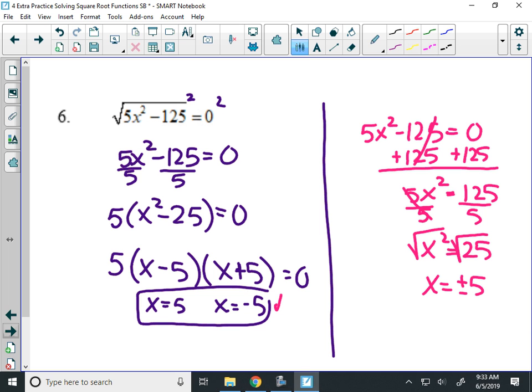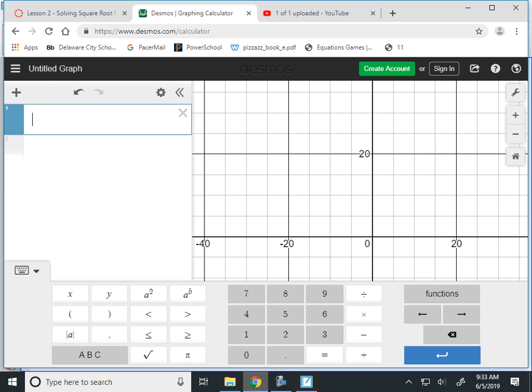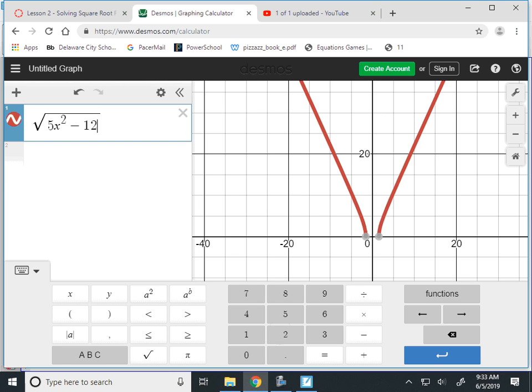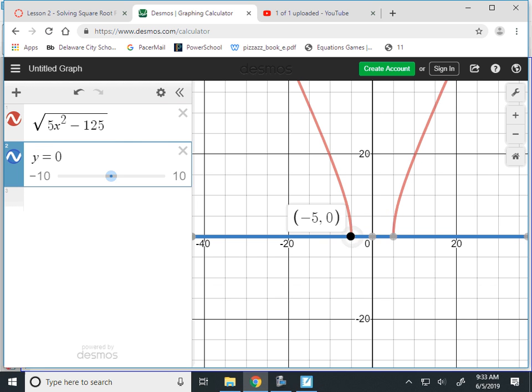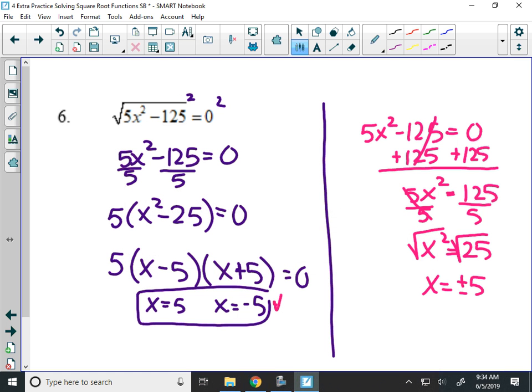Now let's check our work. I'm going to have the square root of 5x squared minus 125. I'm going to graph this one, the square root of 5x squared minus 125, and I want to know where it's equal to 0. Looks like there are two solutions, negative 5 and 5, which matches our equation. So this has 2 solutions, no extraneous.